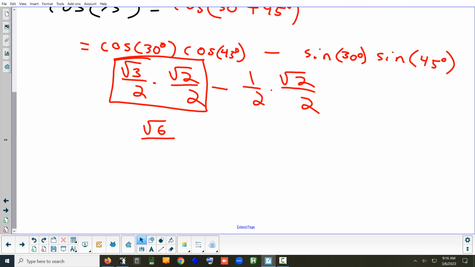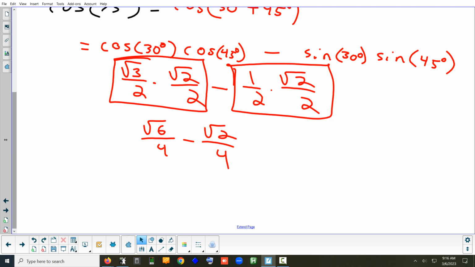Root 6 over 4. Root 6 over 4. And Sam, what do you get when you multiply together what's in that box? Square root 2 over 4. And now we can combine it together. Just make sure you have a common denominator, but in these kinds of problems, you always will. So we're just going to put it all together. Square root 6 minus square root 2 over 4.